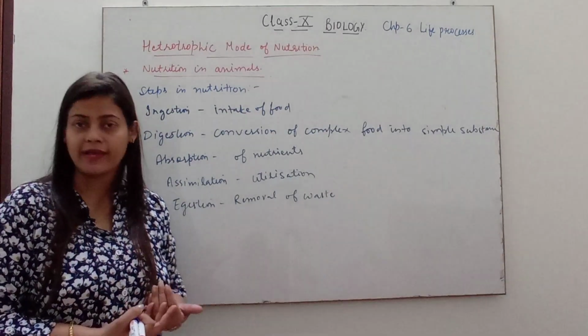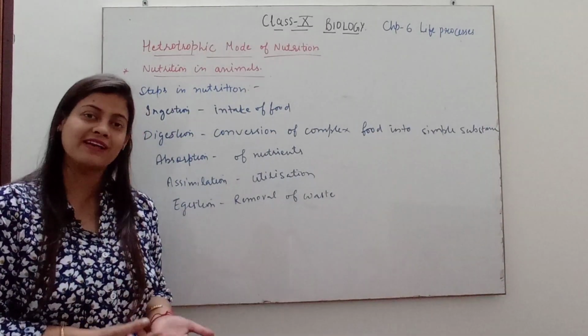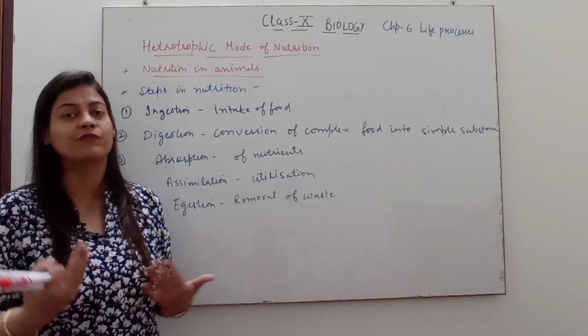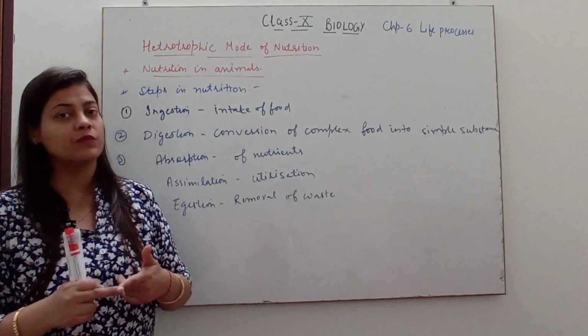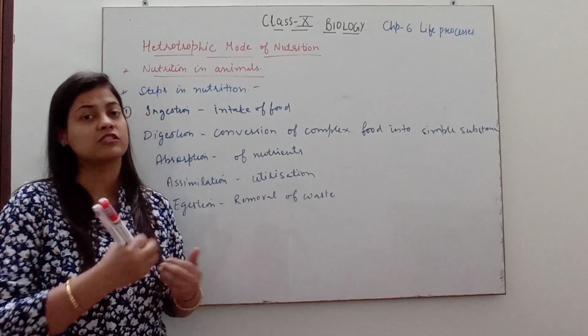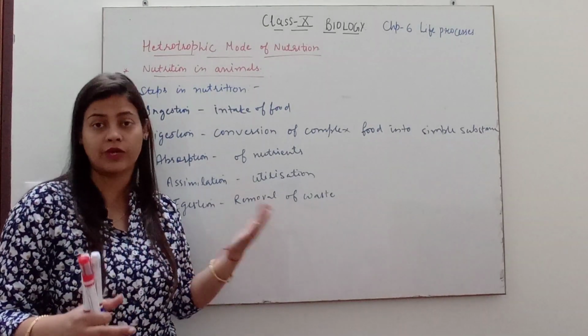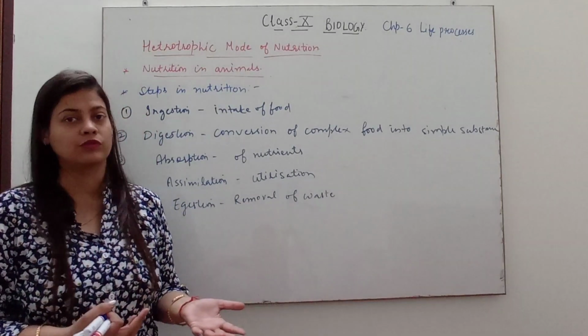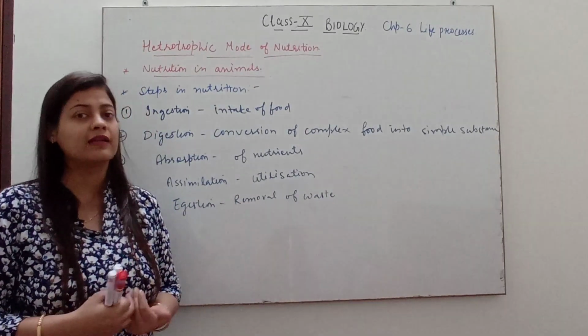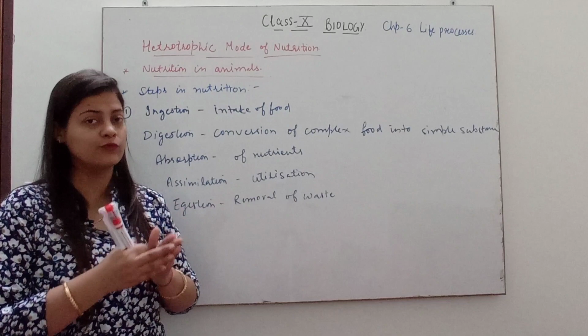Because we have different types of organisms. In lower classes you have studied herbivores, carnivores and omnivores. Herbivores directly eat plants, and carnivores eat those animals which are smaller in size, and omnivores can feed on both. So directly or indirectly, the ultimate source of food is plants.